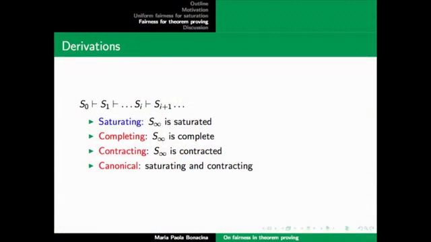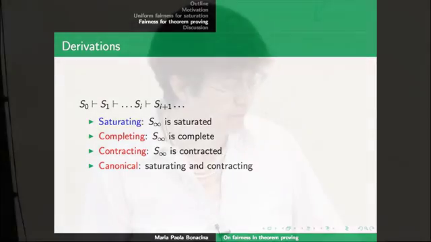Now, I can then qualify derivations based on the properties they assure to the limit. So I'm going to say that a derivation is saturating if it generates a saturated limit. I'm going to say it is complete if it generates a complete limit, contracting if it generates a contracted limit, and finally canonical if it is saturating and contracting. So it generates a saturated and contracted limit, which is canonical.